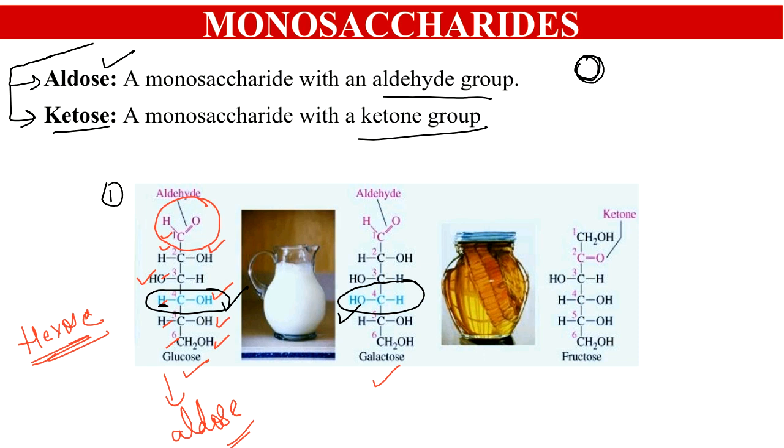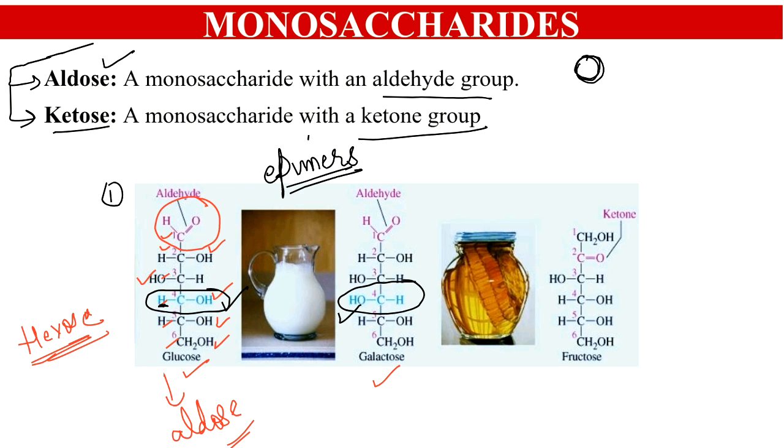And most importantly, the structures that differ from each other only around one carbon atom are known as epimers. So if someone asks you to define epimer, you will say that epimers are the structures that differ from each other only around one carbon atom. And if someone asks you to give an example of epimers, you will say that glucose and galactose are epimers of each other, which differ from each other only around one carbon atom, that is carbon number 4.